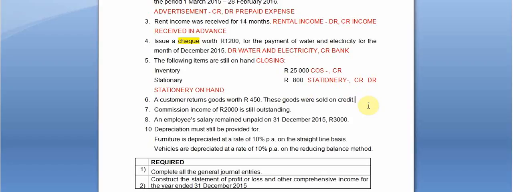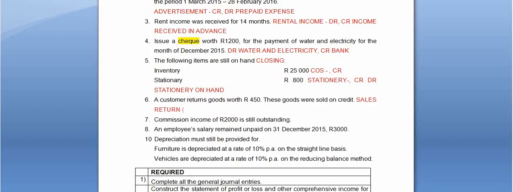Right, number 6. Number 6 says a customer returns goods worth 450. These goods were sold on credit. So what does it mean when someone returns something? Then we will work with an account that we call sales returns. A sales return is an expense account, and if you have someone who brings back their things, the expense account will increase because it's another sales return. This will therefore be a debit entry. You will short a credit entry, which will be your debtors account, because the debtor will owe you less, the asset will be less when they return their things.